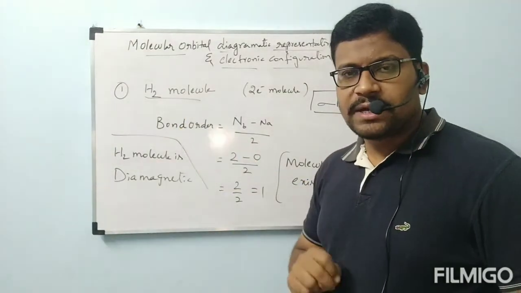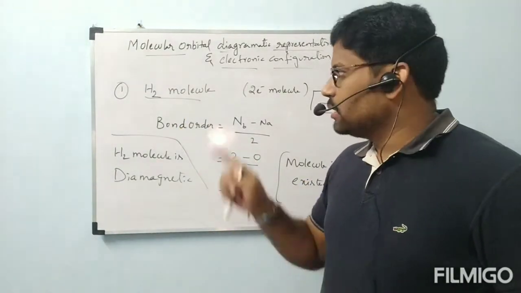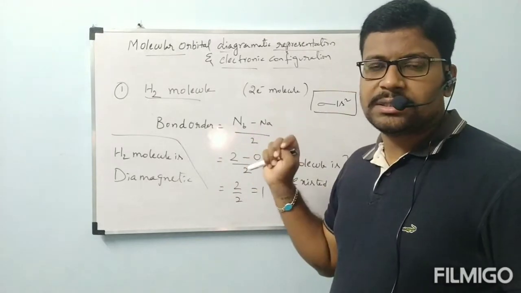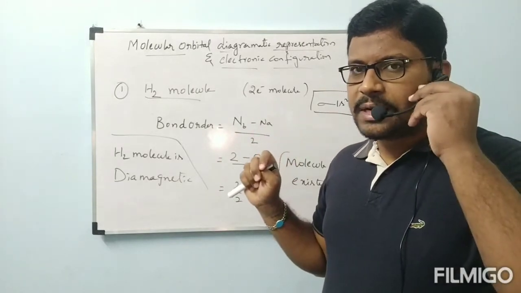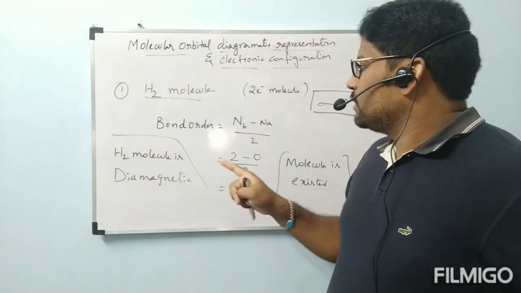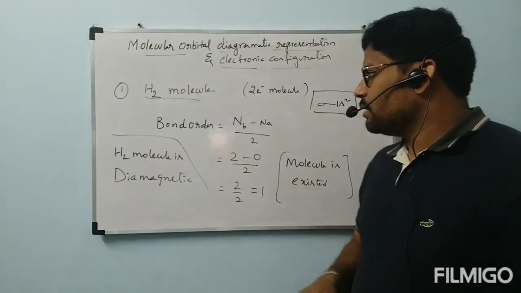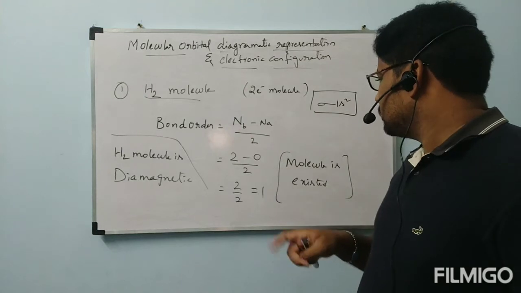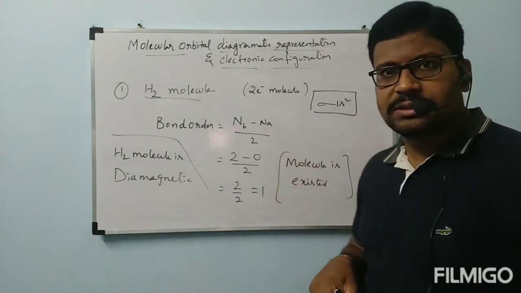Each hydrogen has one electron. So totally the H2 molecule has 2 electrons. That's why this is called a 2 electron molecule. Coming to the bond order, yesterday we saw the diagrammatic representation also.